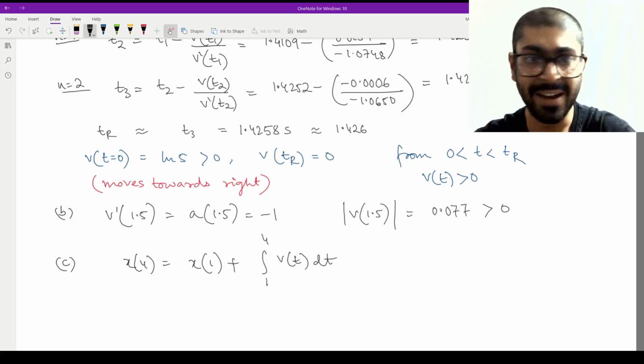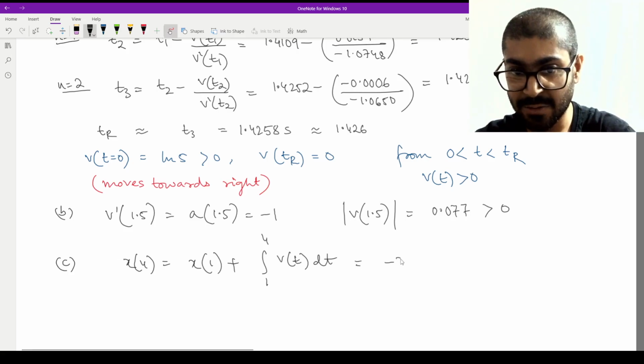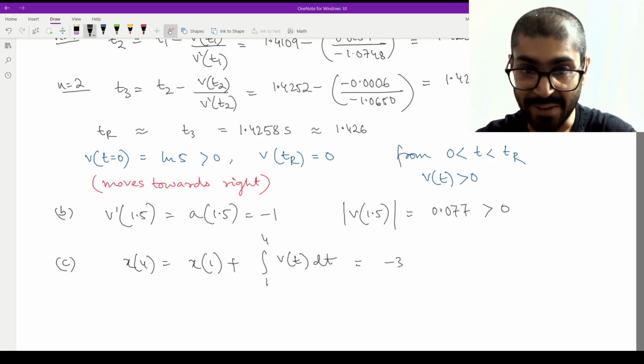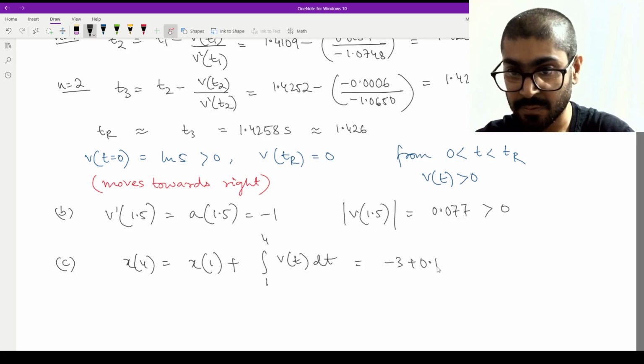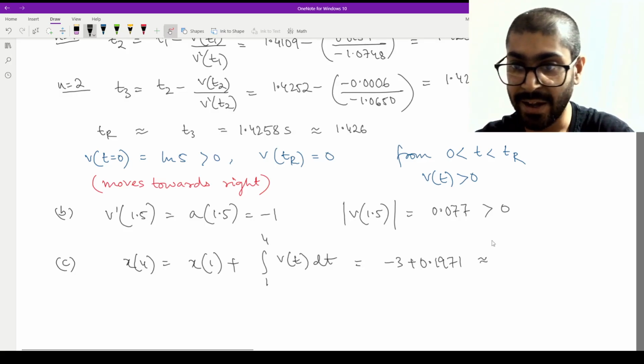Now again, numerical methods here, so you can do this via the calculator directly. x(1) is minus 3, that is not calculated via the calculator, that is given in the question, and the value here will turn out to be 0.1971. Which you can approximate up to 3 decimal places to be minus 2.80.